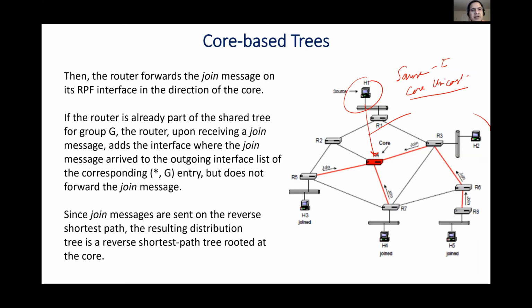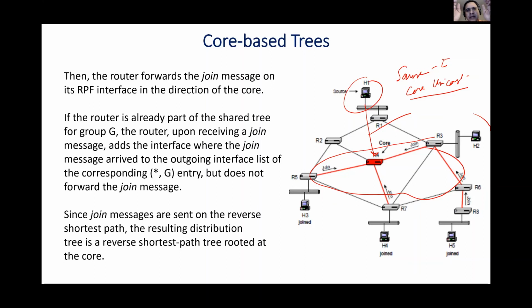So what I'm saving is that I'm not making the entire tree. From core to recipients, that tree is permanently there. The only thing is I have to explore my path from the source to the core. So there's a little bit of a trade-off involved, right? So that's what the basic concept is.